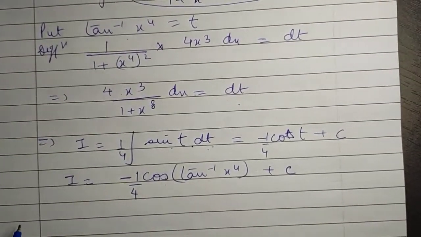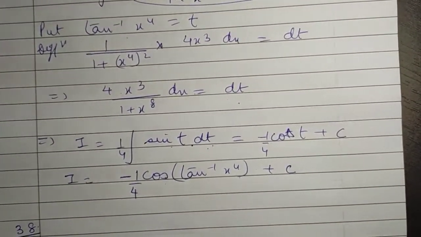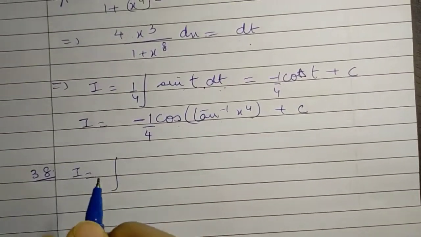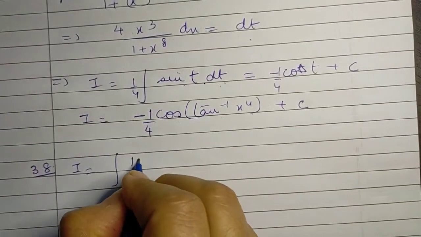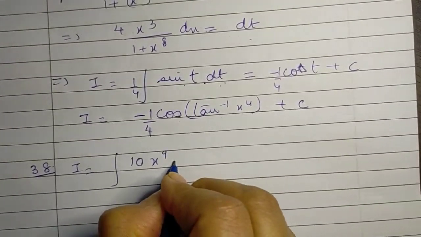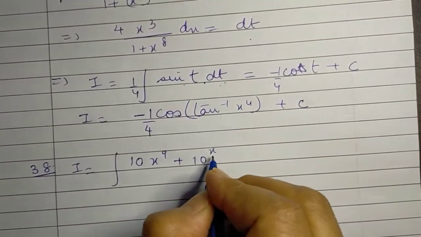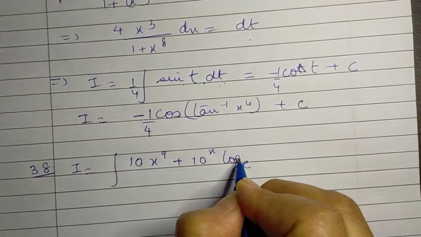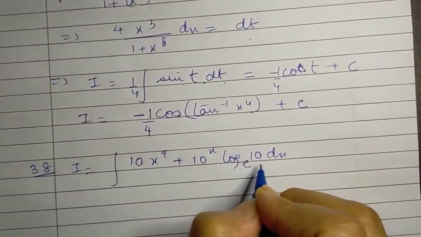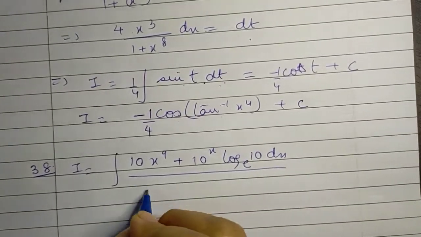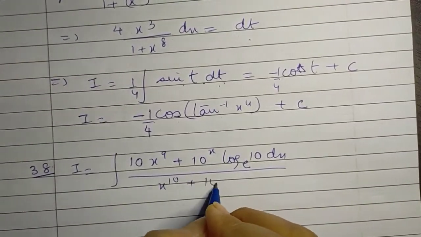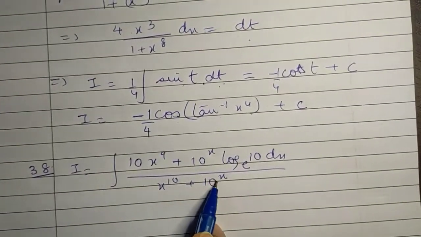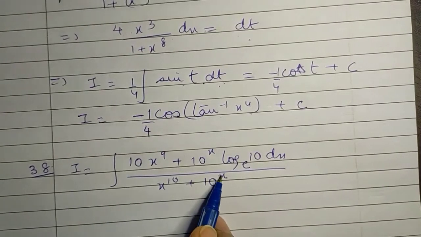Now question number 38 can be done directly by simple substitution, though again this looks very difficult. That is 10 times x raised to 9 plus 10 raised to x log 10 to the base e into dx, whole upon x raised to 10 plus 10 raised to x. So clearly, though it looks complicated, it's a very simple direct application.